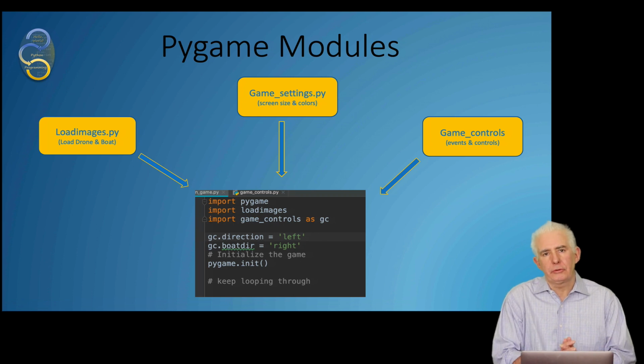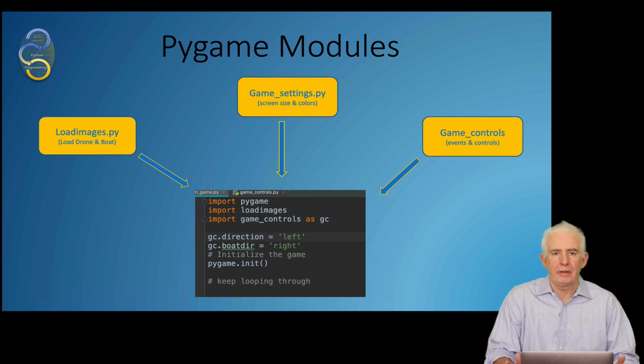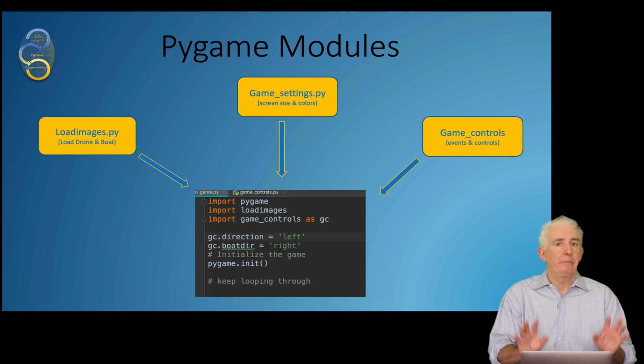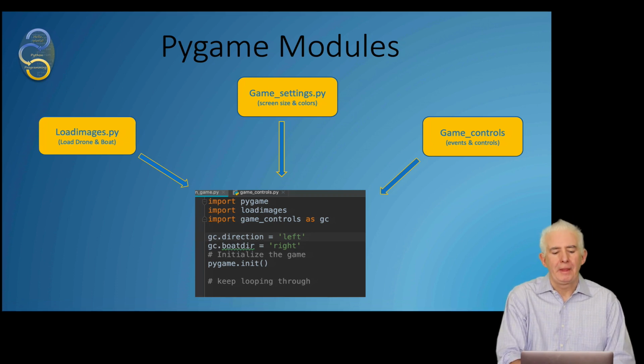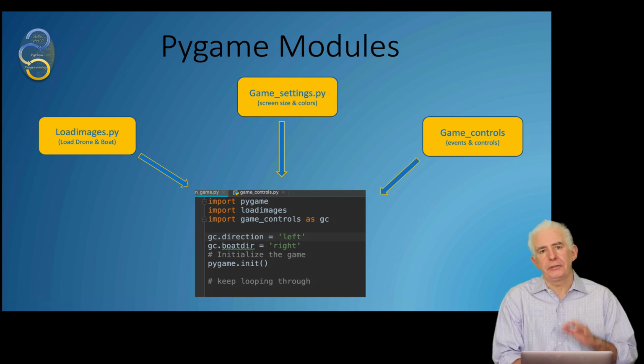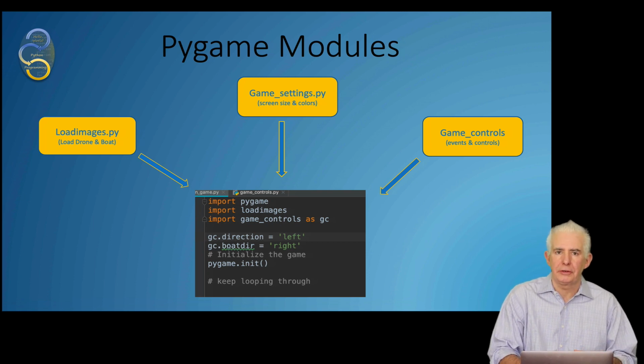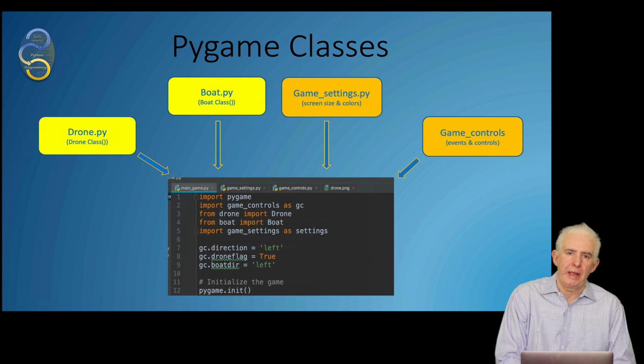So the first thing, let's take a recap of where we are. We have a game with a drone flying across the screen and a boat on the bottom. We have 4 modules in total. We have a load images module, which creates the functions, and then we send variables to that function and we load the images on the screen. And then the settings and controls are self-explanatory. They control certain other aspects of the game.